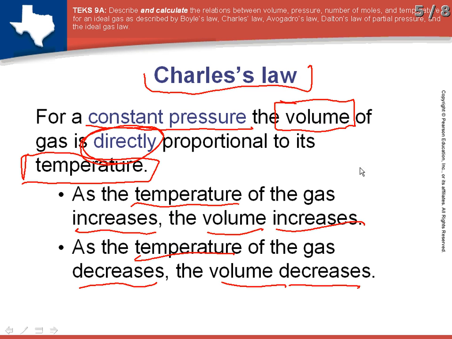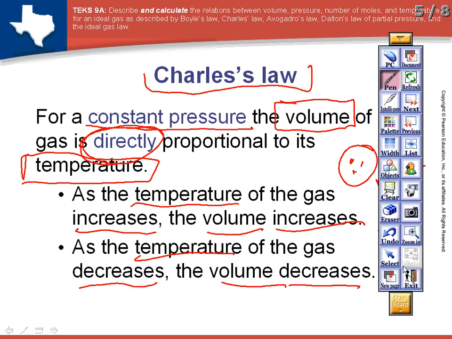If I have a balloon and I chill it down, if I lower the temperature, well, that gas is going to not have as much energy and not be pushing the balloon as much, making the balloon a lot smaller. When I decrease temperature, I decrease volume.